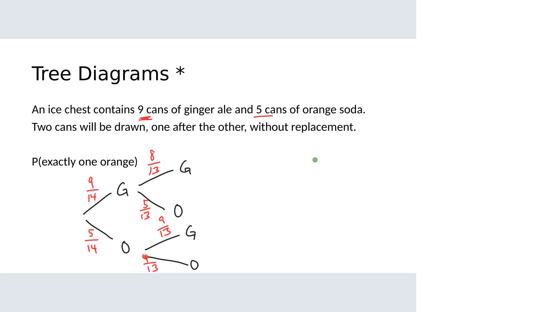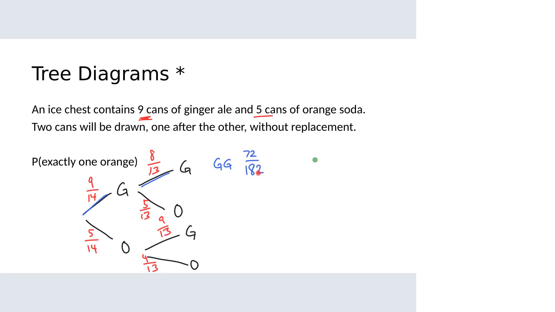Okay, I've got my tree diagram built, and I have all my probabilities put on my tree. Now I need to find my sample space. I could have ginger ale followed by ginger ale, which is what I get when I multiply these two together. 9 times 8 is 72, but I don't know what 14 times 13 is. So 14 times 13 is 182. So keep in mind what we just found there. The probability of getting ginger ale followed by ginger ale is 72 out of 182.